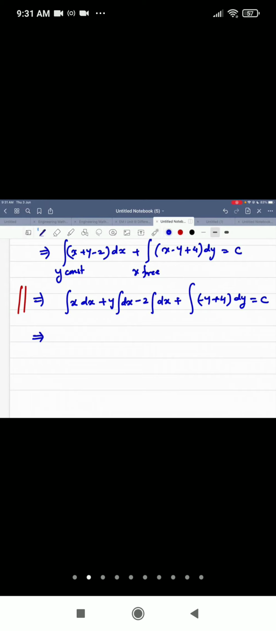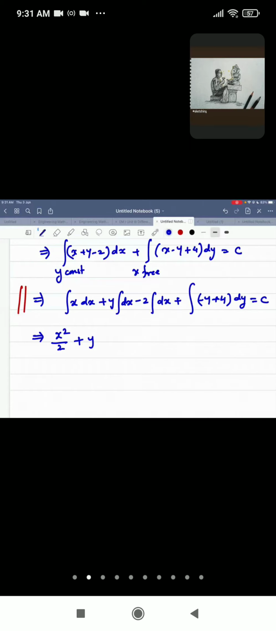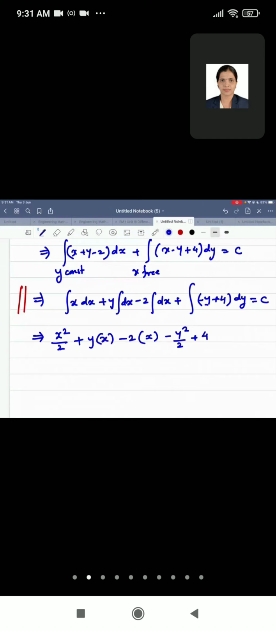Okay. Now integration of x is x square by 2. Integration y is outside. Integration dx is x, right? Then minus 2. Integration of dx is again x. Then minus y. Now you are integrating with respect to y. So it will be similarly y square by 2. 4 is a constant and integral dy is y equal to c.